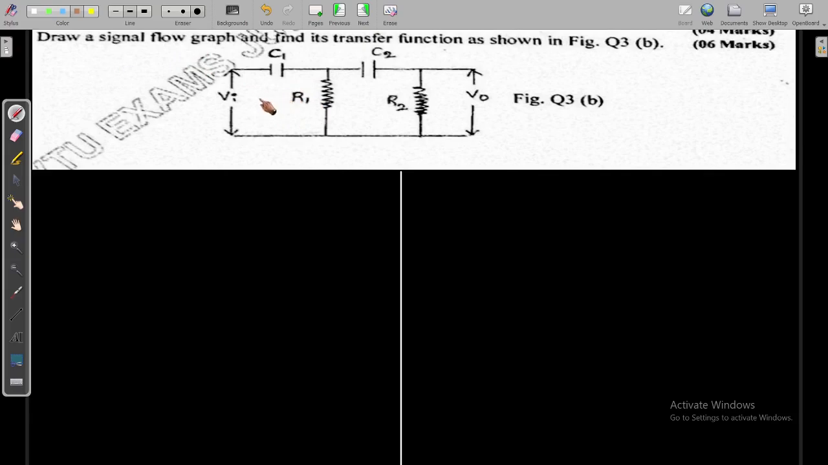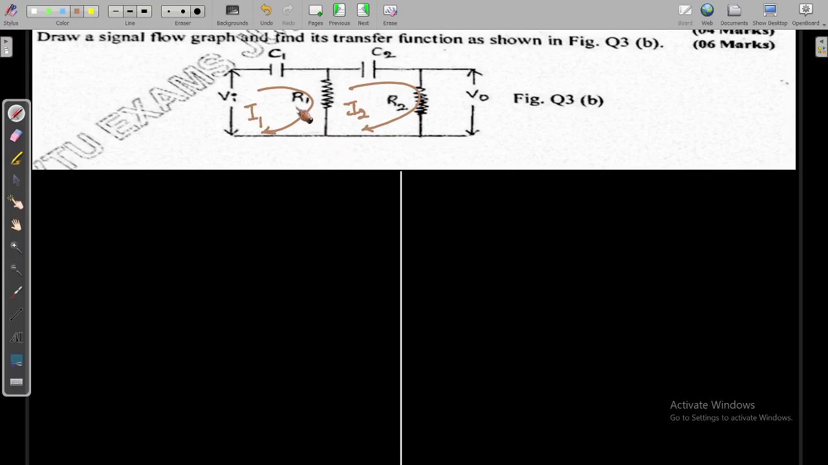Before going to that, let us assume some variables here. You have a loop here, that is I1 I am taking. Next you have another loop, which I am taking as I2. So these are the loop currents I have assumed.